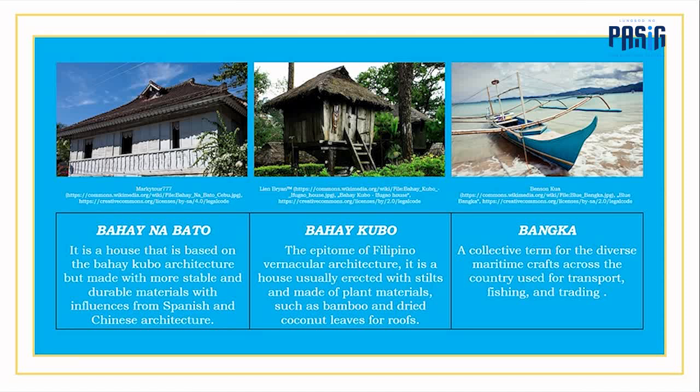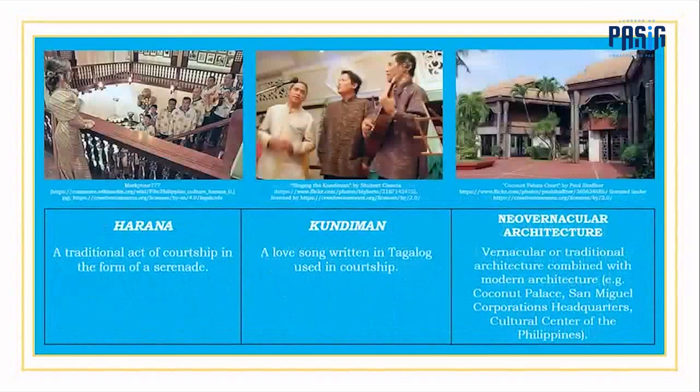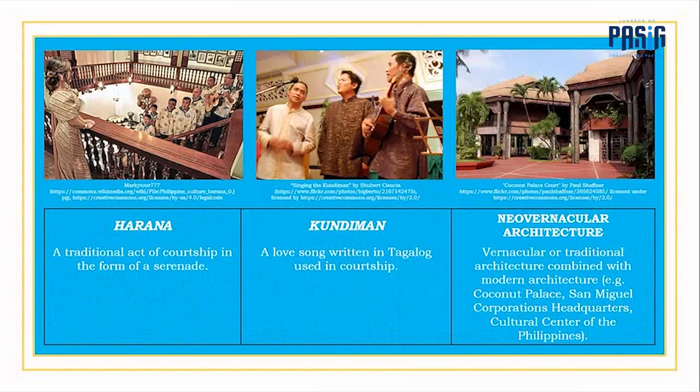Bangka, a collective term for the diverse maritime crafts across the country, is a boat used for different purposes such as transport, fishing, and trading. Harana is a traditional act of courtship in the form of a serenade wherein traditionally the suitor will visit the house of the girl he is trying to woo and sing to her by the window until she comes out to either accept him or deny him.